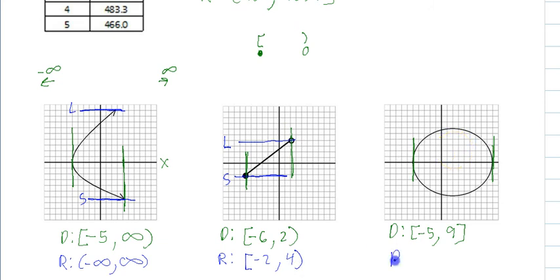See if you can find the range for it. Hit pause. And that's what you should have gotten. So the lowest point, the smallest point is -6. And the largest point, the highest point is 6. And that's your range. All right, thank you.